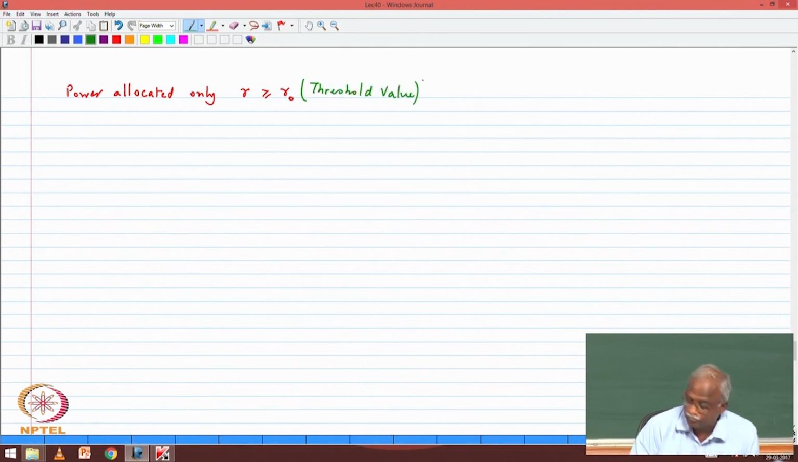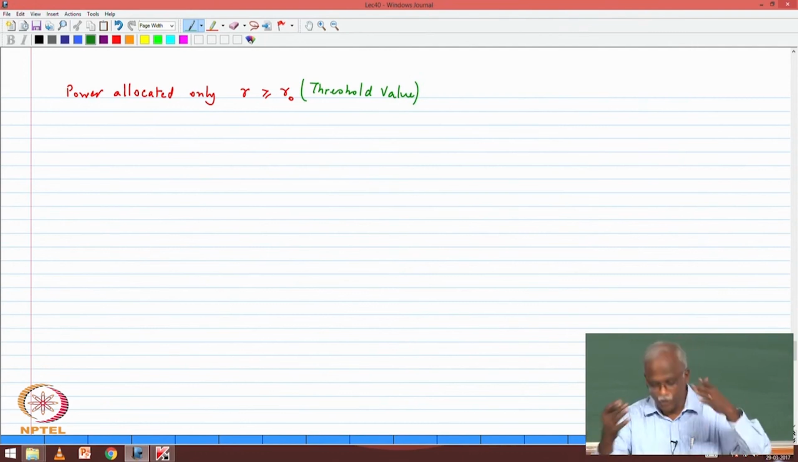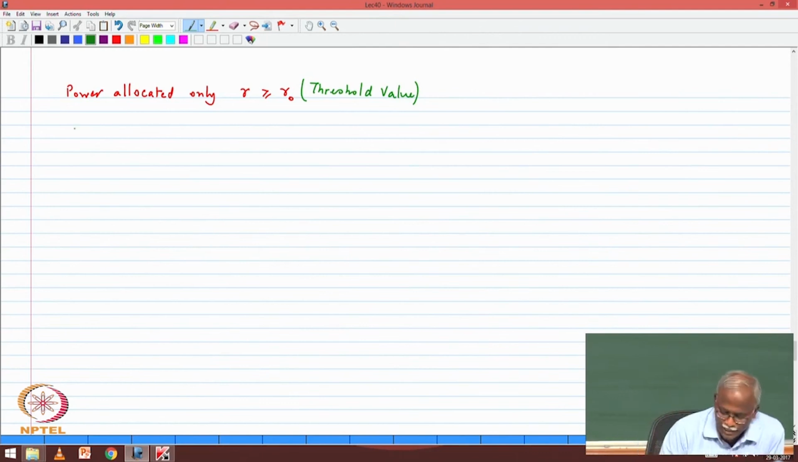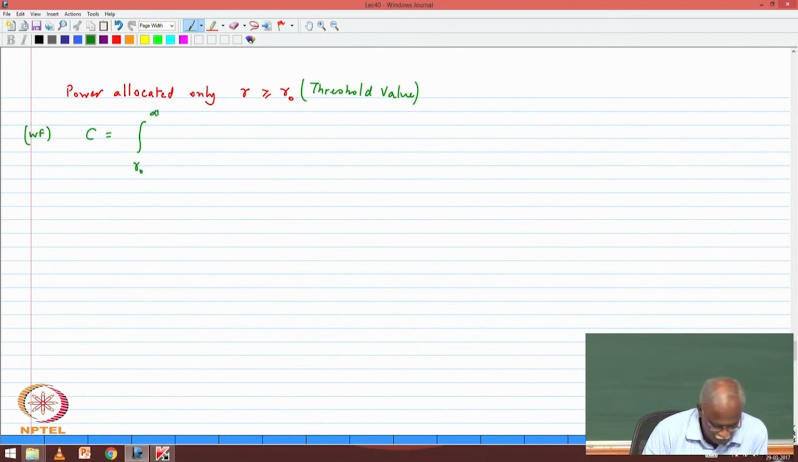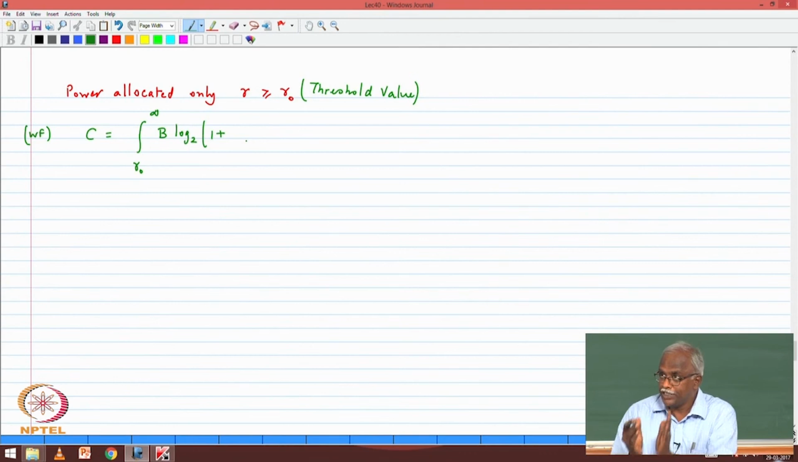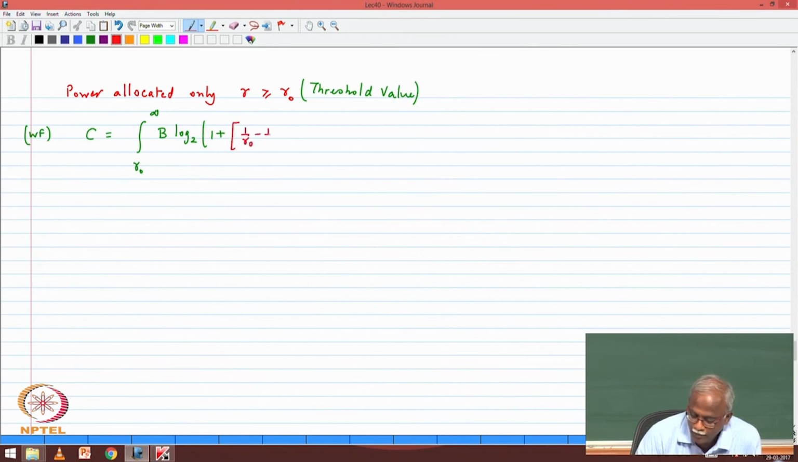Now the key thing is, yes, it's very nice, the interpretation is good, intuition is fine. What is gamma naught? We need to calculate gamma naught. So that's what we are going to be doing. So under this assumption, what is your capacity? Under optimum power allocation, so basically under water filling as the assumption, it is not 0 to infinity, it is now gamma naught to infinity, b times log base 2 of 1 plus the power allocation times gamma. So the power allocation is done by the following algorithm: 1 by gamma naught minus 1 by gamma.